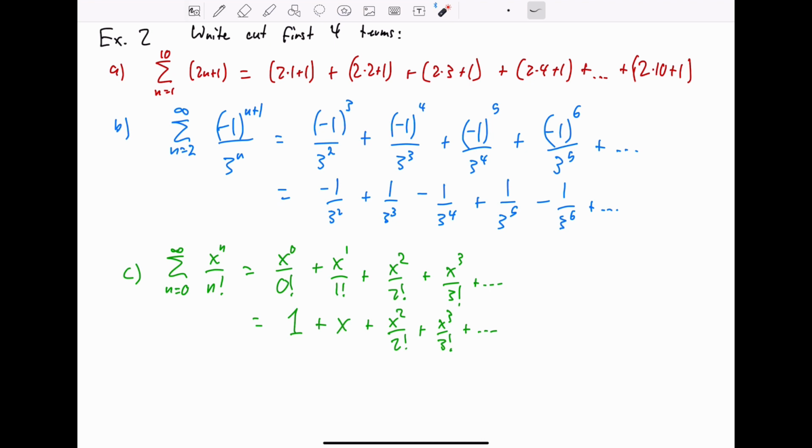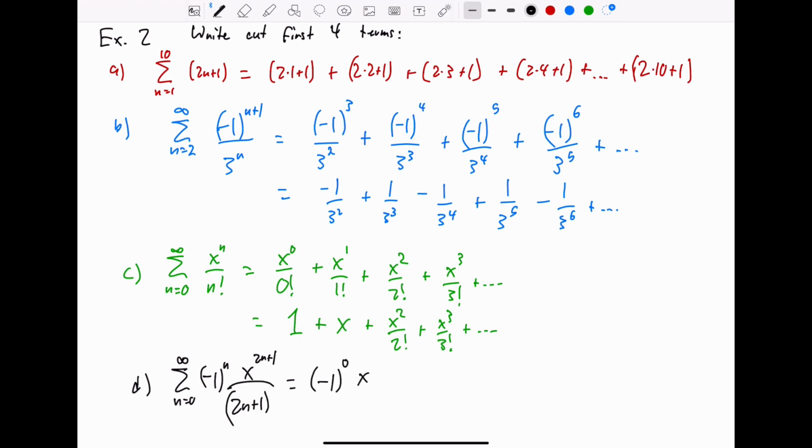All right, for one more example, let's look at letter D. We have the sum from 0 to infinity of -1 to the n, x to the 2n plus 1 divided by 2n plus 1. So we're going to start with n equals 0. We have -1 to the 0 times x to the 2 times 0 plus 1. 2 times 0 is 0 plus 1, so this is just x to the 1, divided by 2 times 0 plus 1.